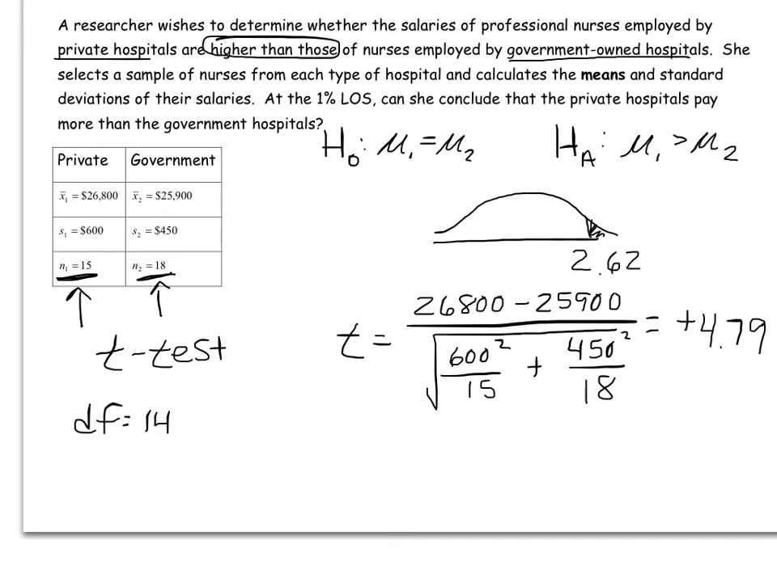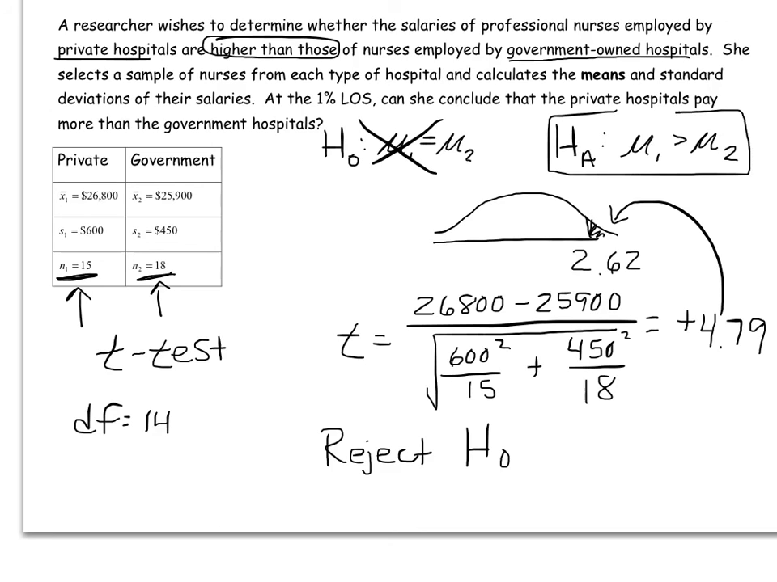mean of 0. So in this case there is a significant difference because this falls in the rejection region, which means we are going to reject the null hypothesis. So we're rejecting this idea, and this data does give us evidence. It does support the idea that the private hospitals pay their nurses more than the government hospitals.